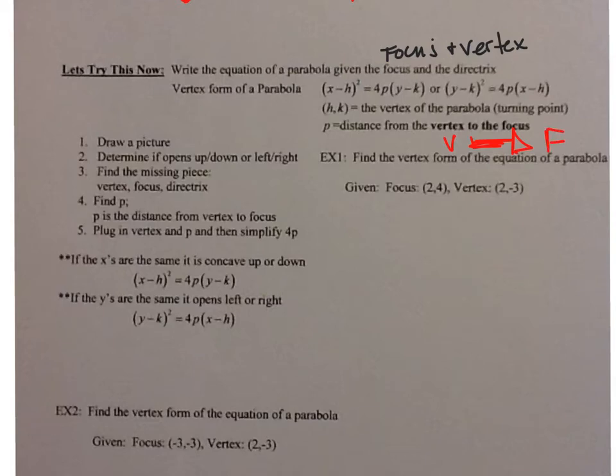All right, so let's see how we're going to tackle these problems. The first thing we're going to do is draw a picture. We're going to determine if it opens up, down, left or right. You're going to determine the missing piece. So if you have vertex and focus, you're going to determine the directrix. You're going to find p. Remember, p is the distance from vertex to focus. Plug in the vertex and p, and then simplify your 4p.